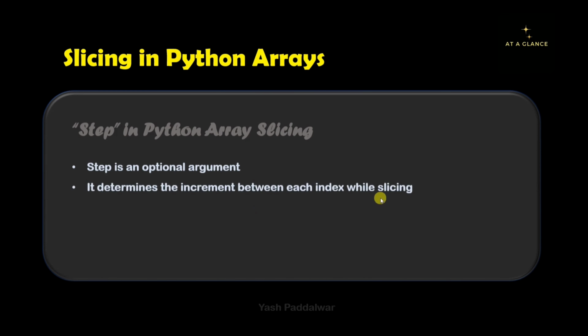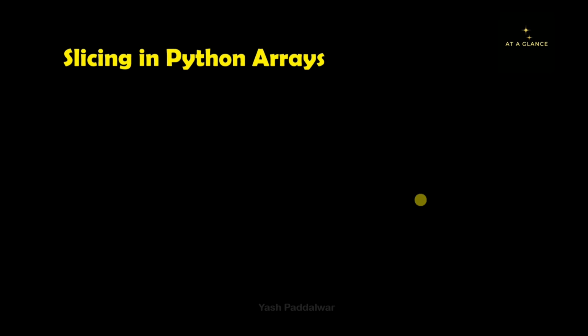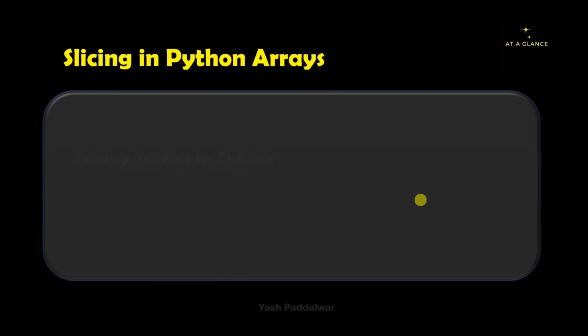Next, it determines the increment between each index while slicing. The normal slicing will take a subset from the entire array, but if you want intervals in which you want the elements in that subset, then this step size will help. You will understand this briefly when we see an example. Now it's time to look at the syntax of it.